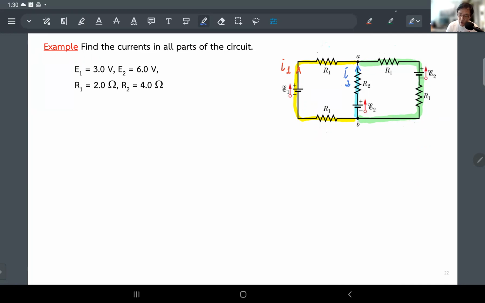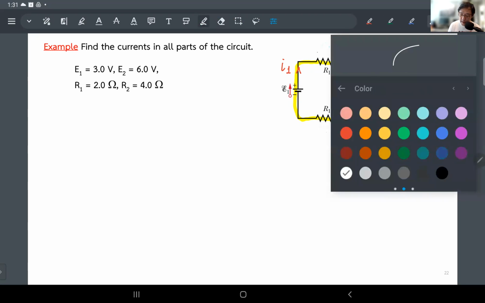And then there's a third one here. I can say I still like going up, so I will call it I3. All right, that's done, first step. Now the second step, I'm going to use my, here we go.